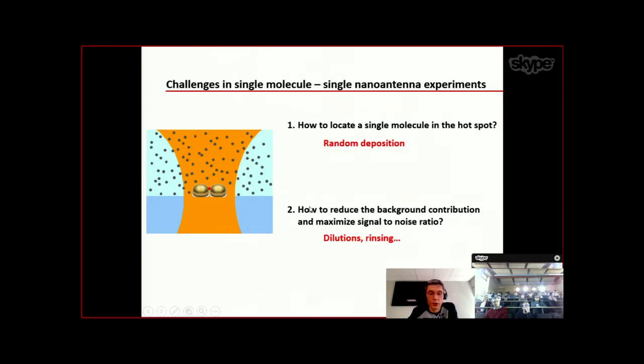Okay, so the first approach that is used is just random deposition. You embed everything in a resist, you dilute a lot, you rinse also a lot, and then you just rely on chance. You have thousands of antennas on your system, thousands of molecules, and you go cherry picking and selecting the good ones where the molecules are embedded in the right place. So that's very time consuming, but this is also a very clean experiment because then you can do a single molecule.